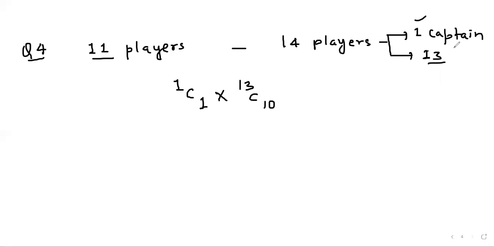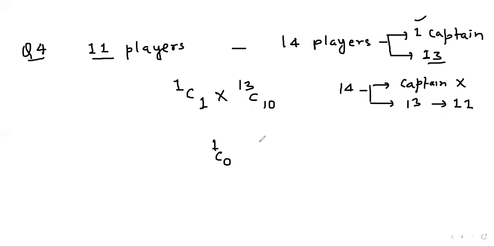Now the second part, when the captain is not to be selected. The second part is out of 14 players, the captain is to be excluded, and from 13 players, 11 are to be chosen. So the number of ways will be 1C0, where this one stands for the captain, so he is not to be selected. Then next, out of 13, 11 players are to be selected.